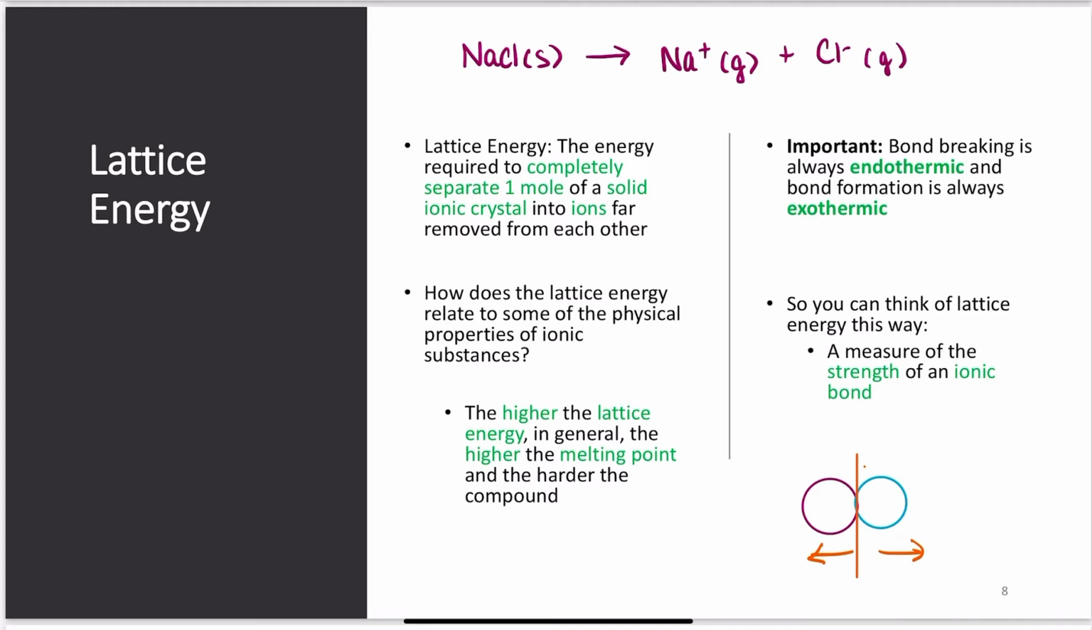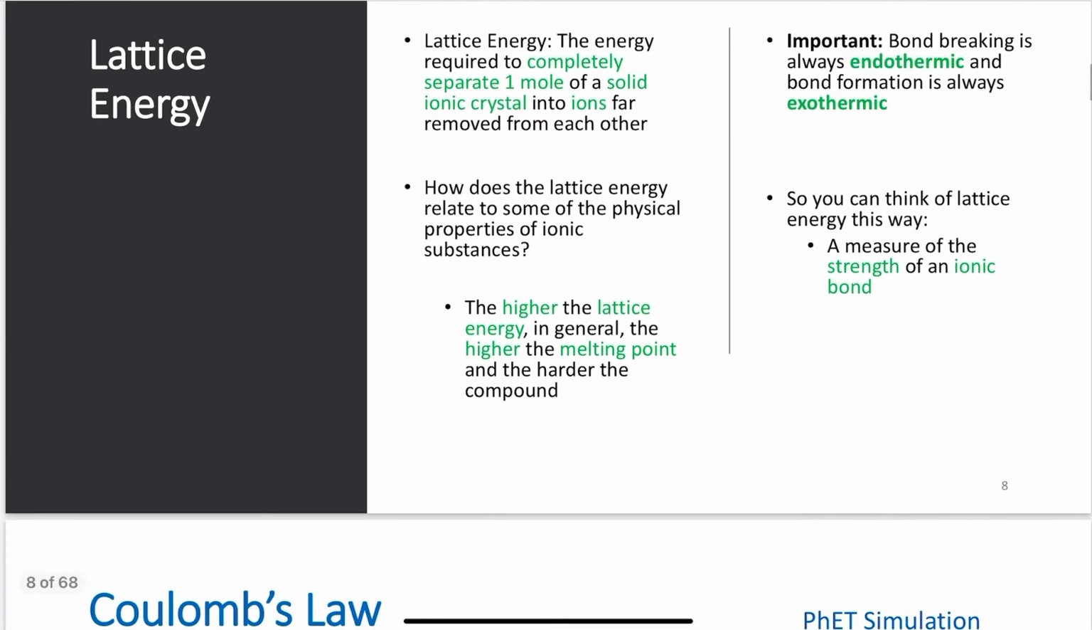Bond breaking is always endothermic. Bond formation, on the other hand, is always exothermic. The only reason a bond is going to form is if it's an energetically favorable reason for it to form. It's not going to form if it's not going to release energy. It may not release a lot, but it will release energy. So lattice energy, the amount of energy it requires to separate 1 mole of a solid crystal into its ions far removed from each other, is a measure of the strength of an ionic bond. How strong is that ionic bond? Well, how much energy does it take to separate it?